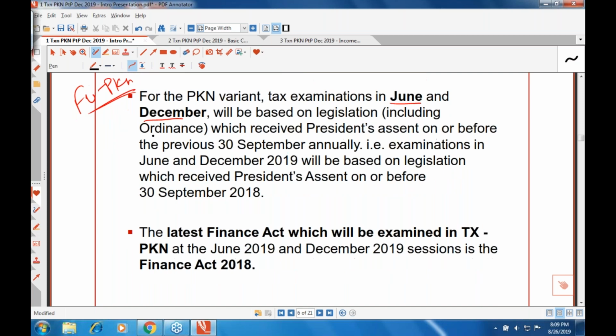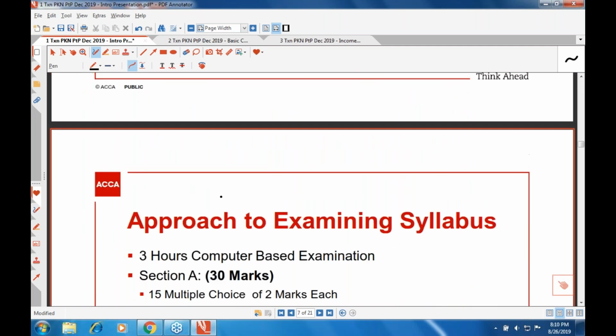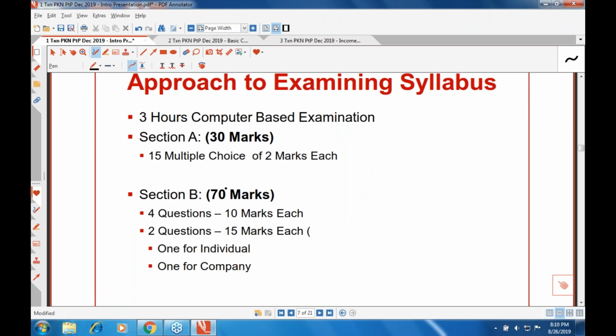The second thing is that for the June 2019 and the December 2019 sessions, the Finance Act 2018 will actually be followed. So basically, I will be focusing upon Finance Act 2018, and obviously there are changes in the Finance Act 2019. So I shall be highlighting some changes also while I'll be going through this specific version.